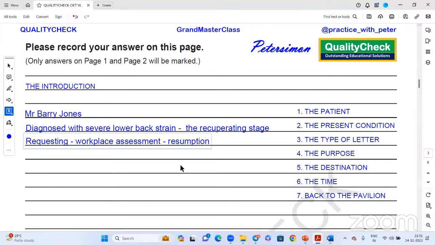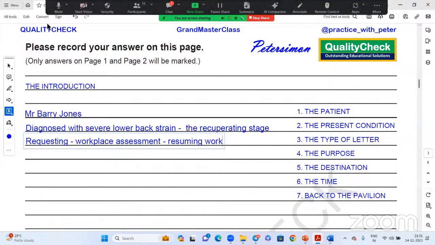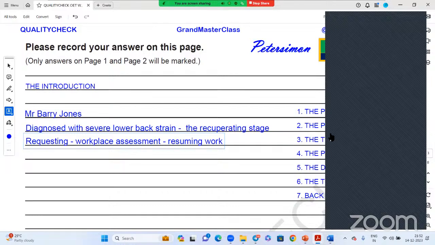Resumption of professional activities, we can say. Resumption of professional work, or rejoining work. Resumption of duties, responsibilities. So resumption, resuming work, any way you can say. So workplace assessment, to assess whether he is suitable to participate.